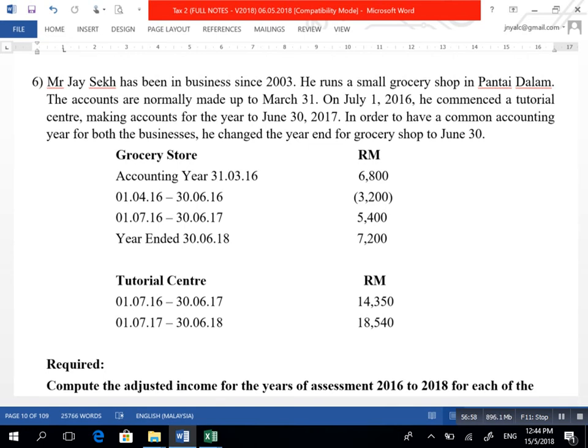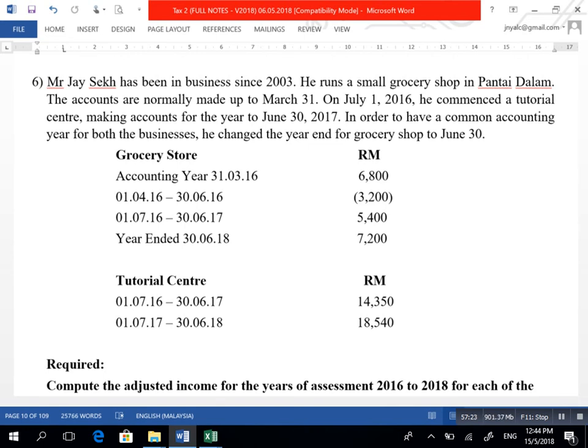Now class, Mr. J. Chap has been in the business since 2003 and he ran a small grocery shop in Bandar Dalam. The accounts are normally made up to 31st March. Let's assume the business is actually on a Sendirian Berhad, the company, right? It's a company. So they have a grocery store and also the tutorial center.